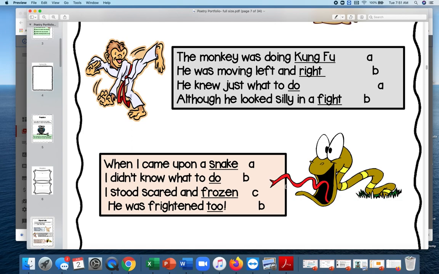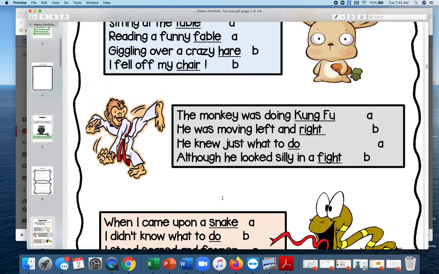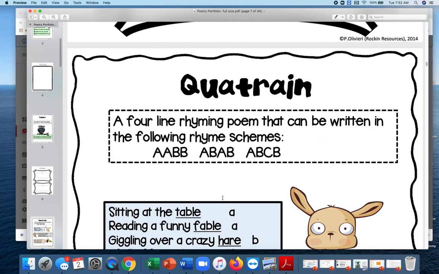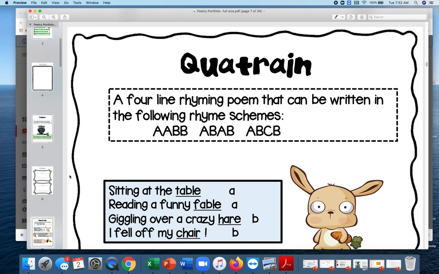Okay, so when I came upon a snake, I didn't know what to do. I stood scared and frozen. He was frightened, too. There you go. Okay, so there, that's probably one of the most common forms of poetry. It's just a simple little quatrain.